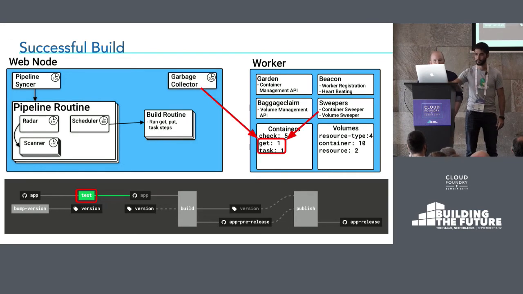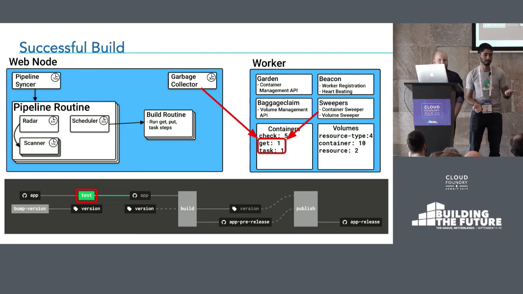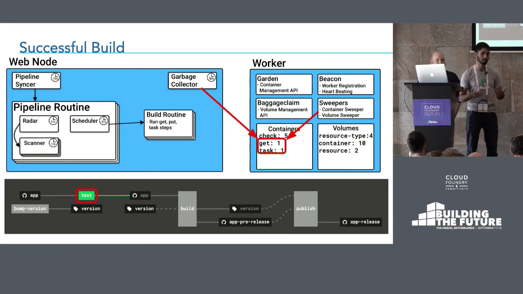And another thing to note about successful jobs is that the garbage collection will actually eventually delete the get and task containers that were created during this job. They don't get immediately deleted, they get deleted shortly after. It depends how the garbage collector is configured, but we'll get into that a little bit more later on when we talk about the garbage collector.